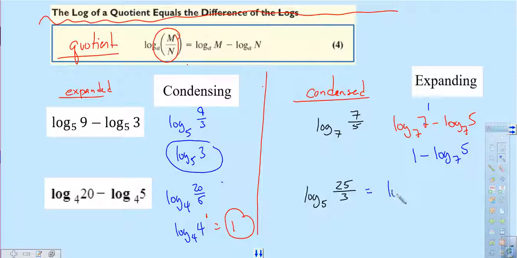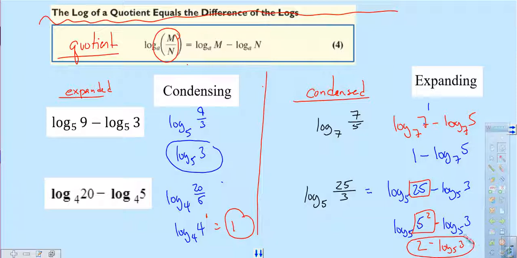On the next one, this becomes log base 5 of 25 minus log base 5 of 3. So log base 5 of 3 is done. There's nothing that we can do. However, on the first one, 25 can be rewritten as 5 to the second power. So now my base and my argument are the same, so my solution is my exponent. So we have 2 minus log base 5 of 3. That would be my final solution.